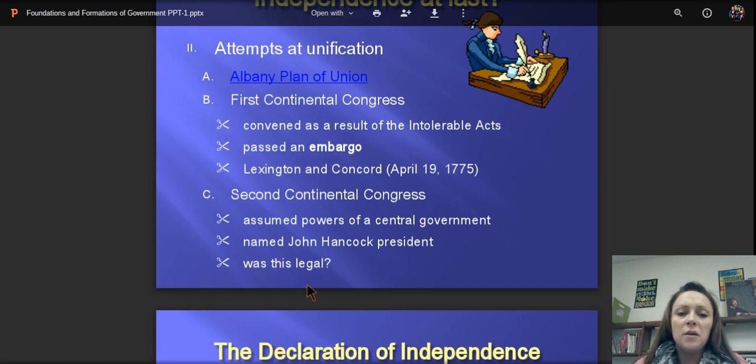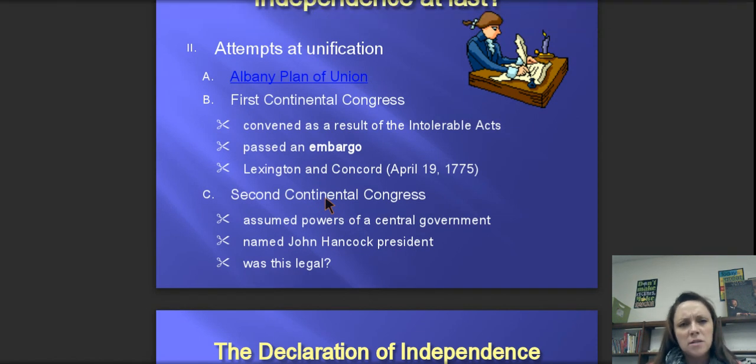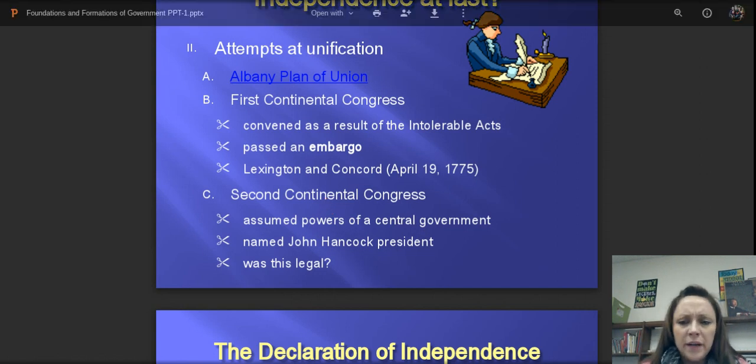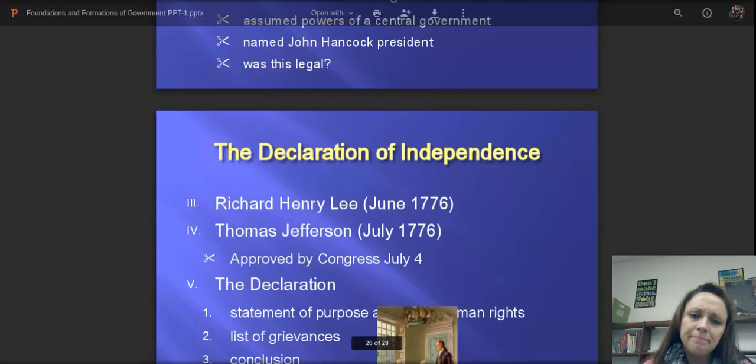Now I have here, was it legal? Was it legal for the Second Continental Congress to assume all these authorities, all these powers and all these responsibilities? Take a second and think about that, and be ready to talk about that in class.